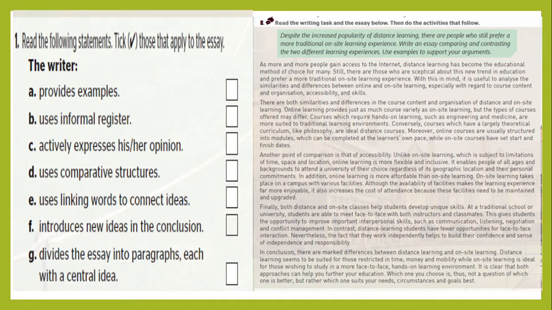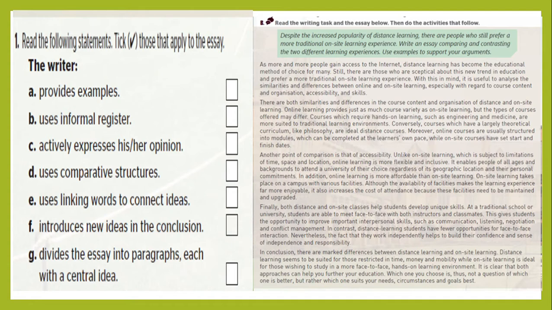Okay, now we will check the first. The writer provides examples, uses informal register, actively expresses his opinion, uses comparative structures, uses linking words to connect ideas, introduces new ideas in the conclusion, divided the essay into paragraphs, each with a central idea.